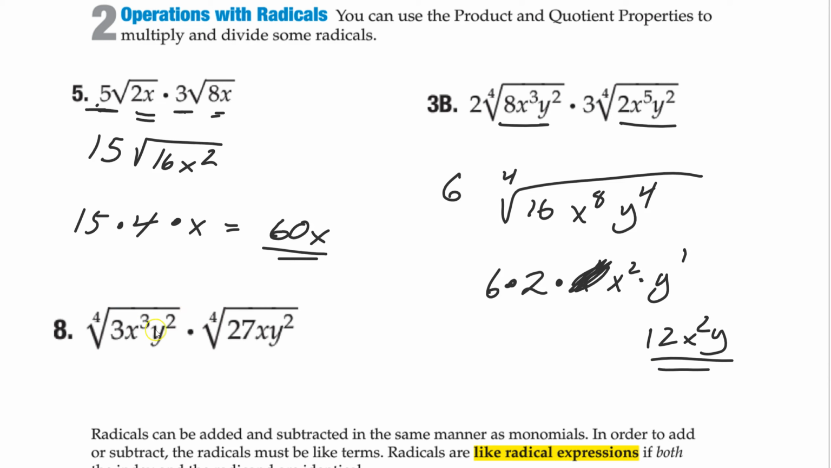Over here we do the same idea. Just multiply them, you get 4th root of 81, x to the 4th, y to the 4th. Well, 4th root of 81 is 3, and then those divide evenly, so x and y. So the main thing here is when you multiply radicals, you multiply radical times radical inside, and outside number times outside number. That's the way it goes.